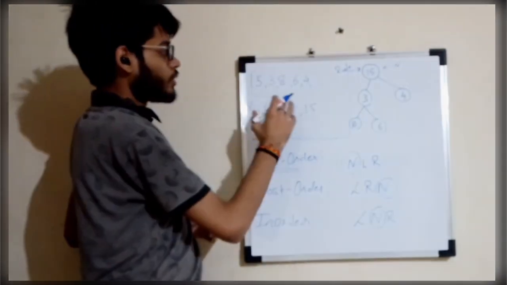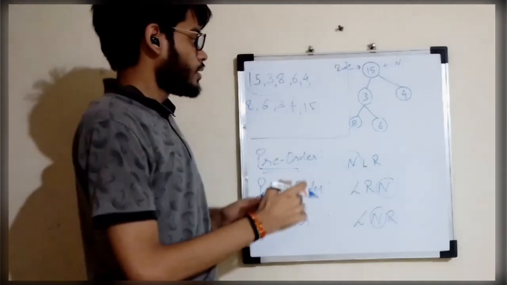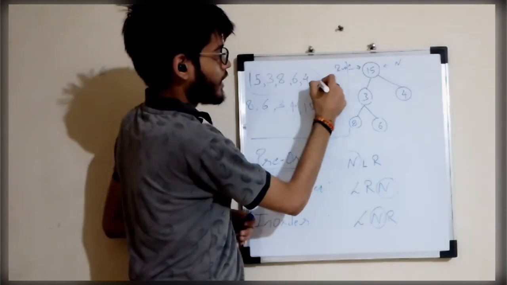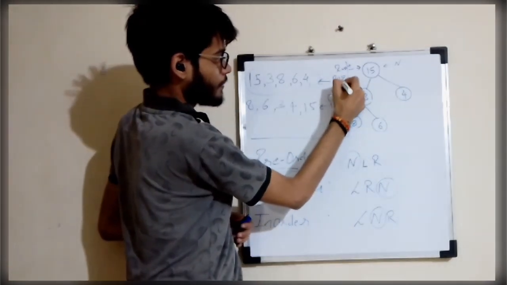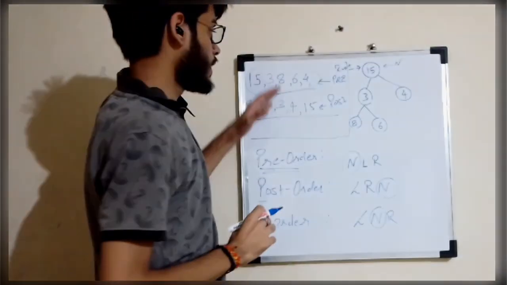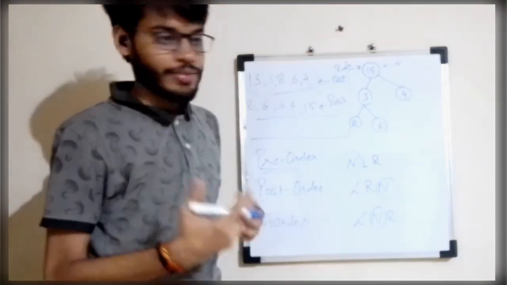So this is a post order traversal, okay, post order, and this is a pre order. I hope you understood this pre order and post order. Now we have another type, which is in order traversal.